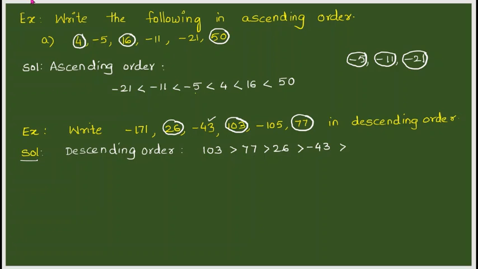-171 and -105 are left over. Among these 2, which is greater? -105, because 105 is the smaller numeral value. Since it is negative, -105 will be the greater value. -105 is greater than the last leftover, that is -171.